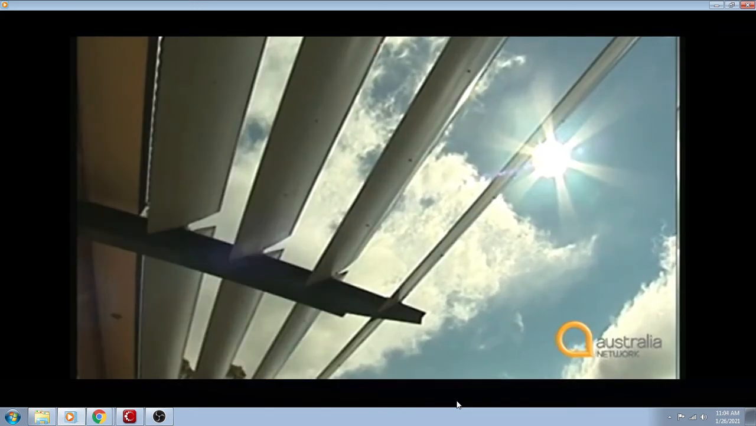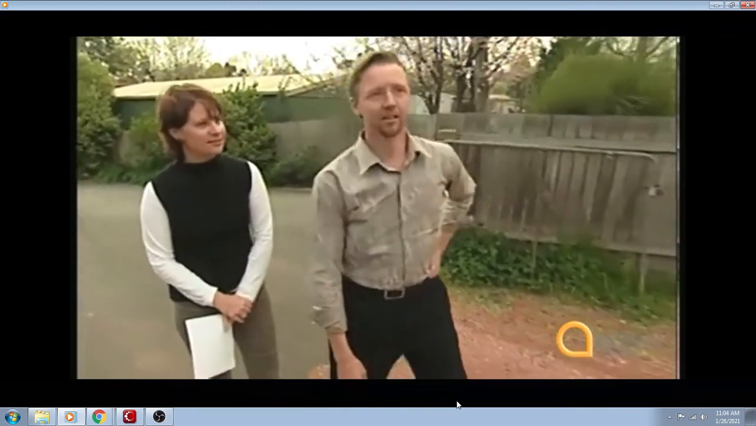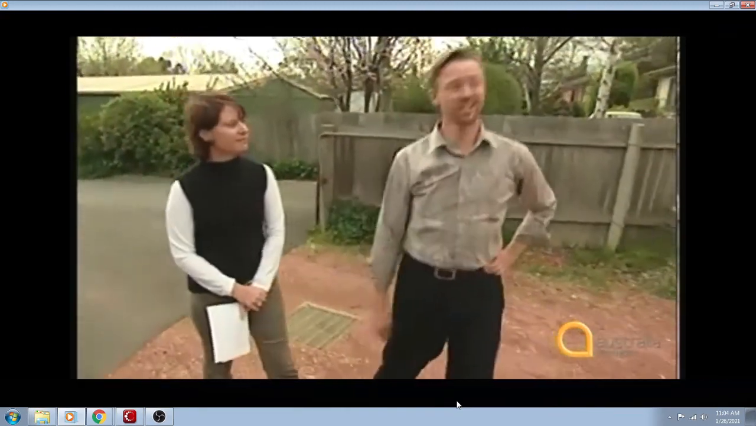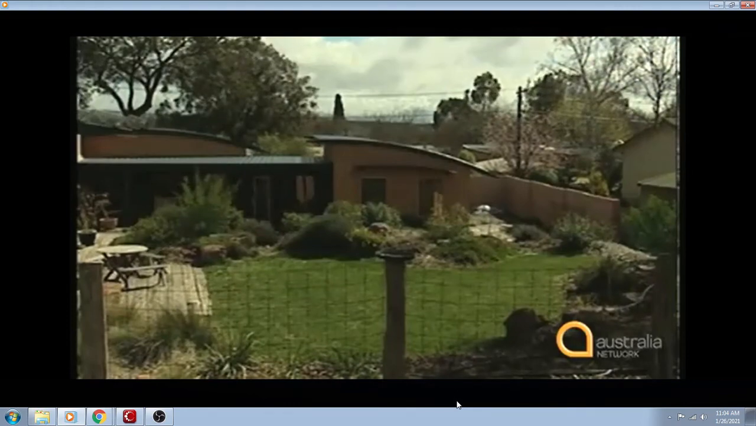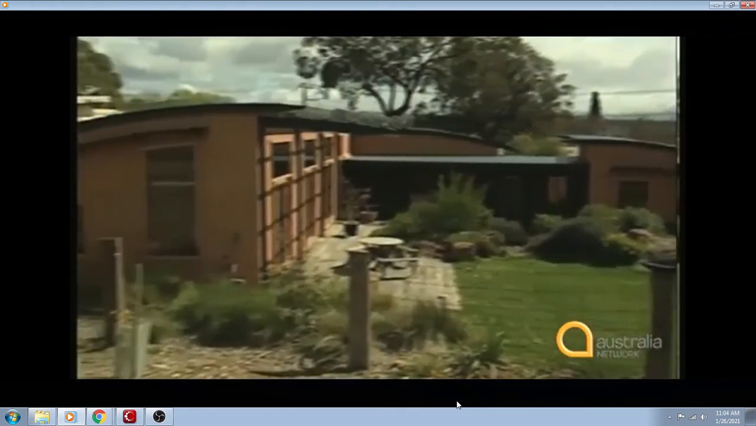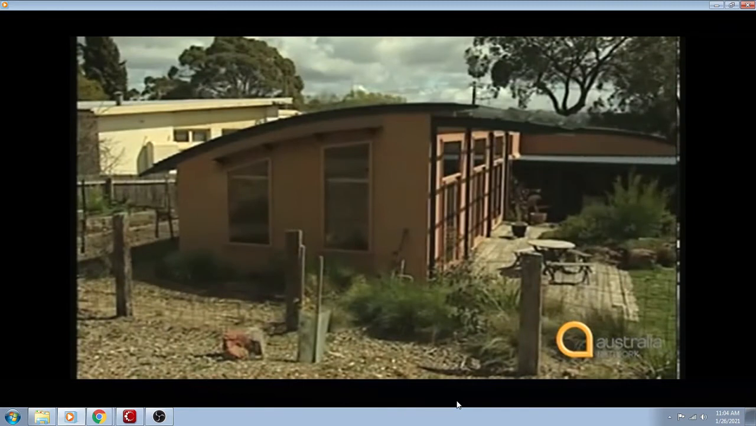Well, we completed it about 2 years ago, and I guess one of the interesting things about it is that it's a fibro house, and most houses, I guess these days, are brick veneer.